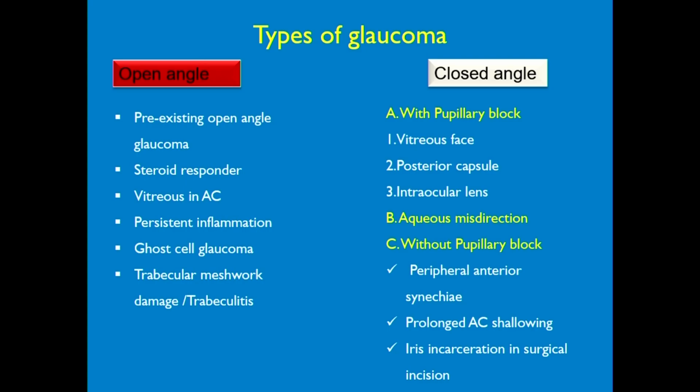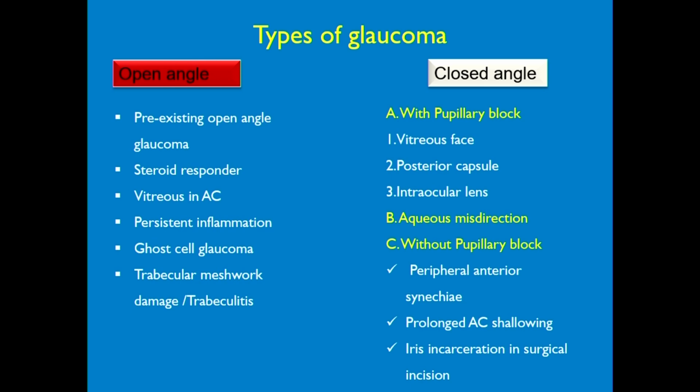So what are the causes for glaucoma? Generally, the common causes would be open angle type, where it's a pre-existing open angle glaucoma, or there could be a steroid response. There could be vitreous in the AC, inflammation, rarer causes like ghost cell glaucoma or trabeculitis which can happen. But you could also have the closed angle type with or without pupillary block.